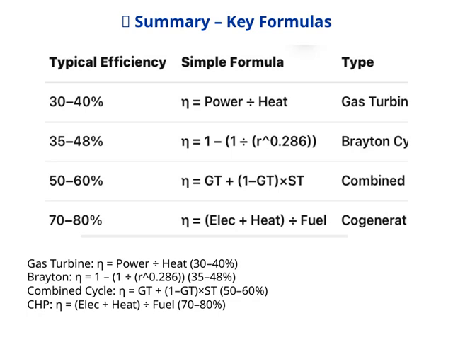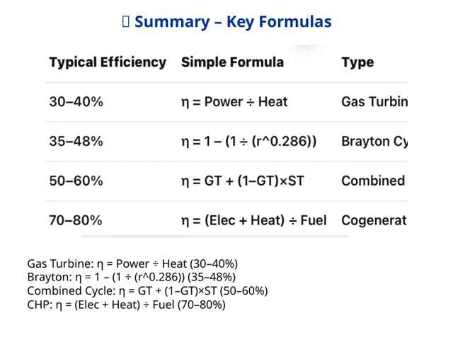Let's wrap up with a quick summary of the key formulas we've discussed. First, for gas turbines, the efficiency is calculated as the power output divided by the heat input, typically ranging from about 30 to 40%. This highlights how much of the fuel energy is converted into useful power. Moving on to the Brayton cycle, the efficiency depends on the pressure ratio, R, and follows the formula 1 - 1 divided by R raised to the power of 0.286, with efficiencies generally between 35 and 48%.